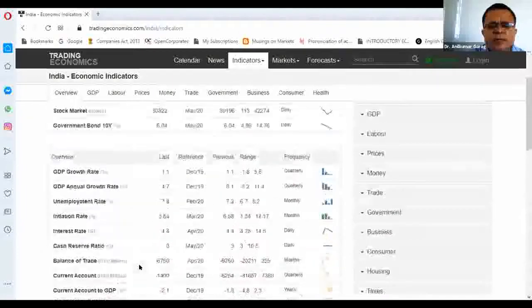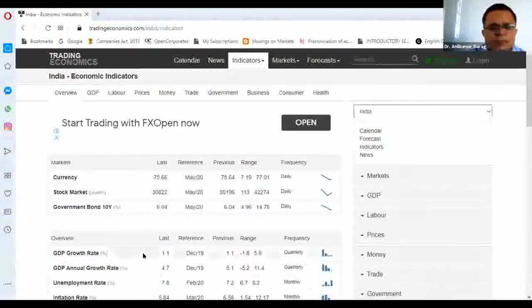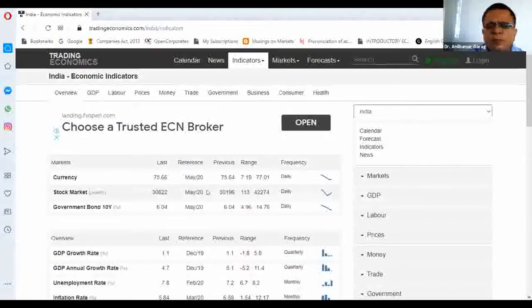This is fantastic information available for every country. So if you're doing some kind of research based on secondary data, tradingeconomics.com is a very good place to look for economics data.